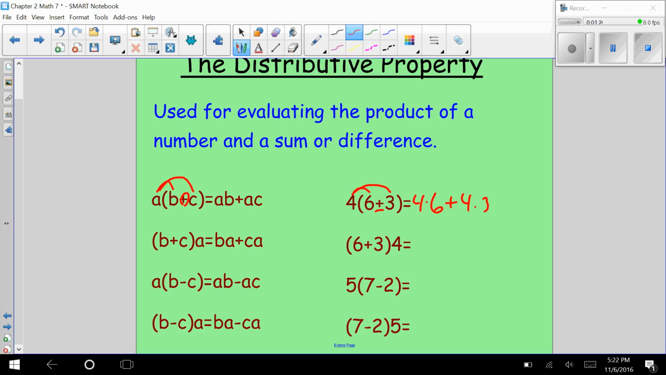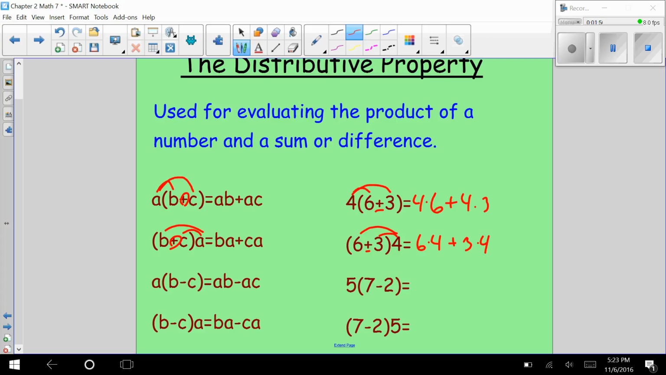The second case says the sum times the number. Basically, all I did was move my a to the back. I still take the a times the b, I take the a times the c, and I put a plus in the middle. So I have ba plus ca. Would it matter if I said ab plus ac? Not at all. So I take my 4 and I give it to the 6, and I get 6 times 4. I take my 4 and I give it to the 3, and I get 3 times 4. There's a plus in the middle, so I put a plus in the middle.